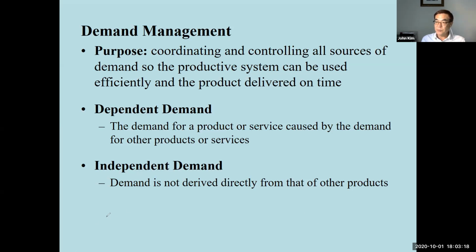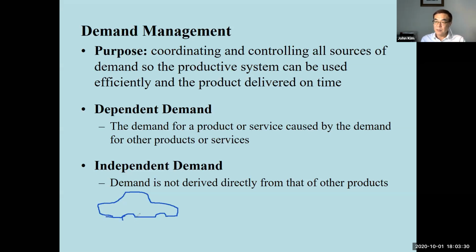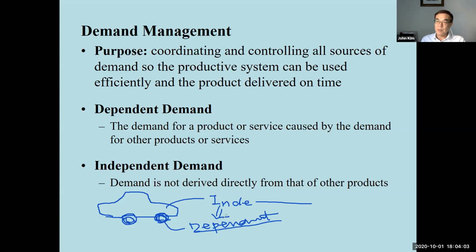If a company produces a car, then the final product is the car, and a part is, for example, a tire. The final product, the car's demand, is independent demand. Parts such as tires have dependent demand. So based on the final product demand, we automatically know the part or component demand. So the final product is independent demand, and the part, component, and resource demand is dependent demand.